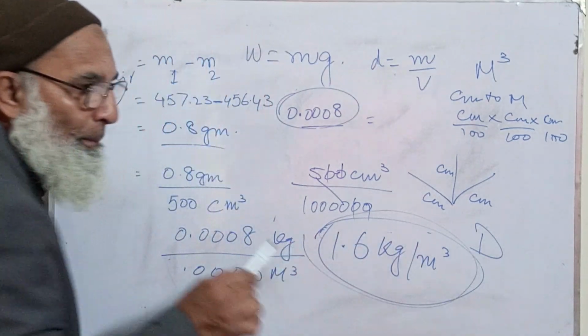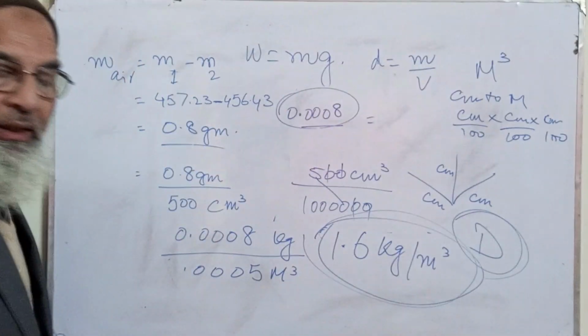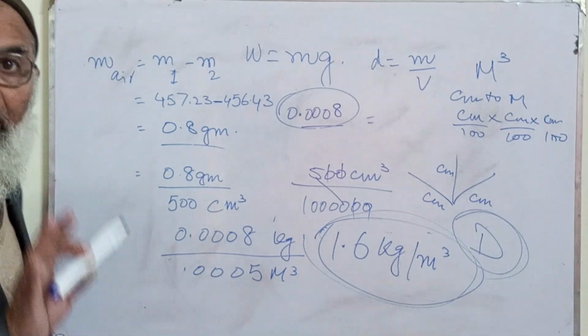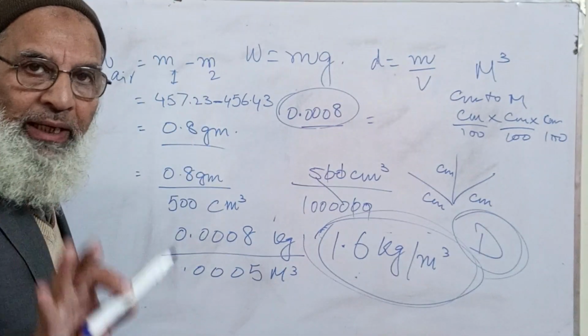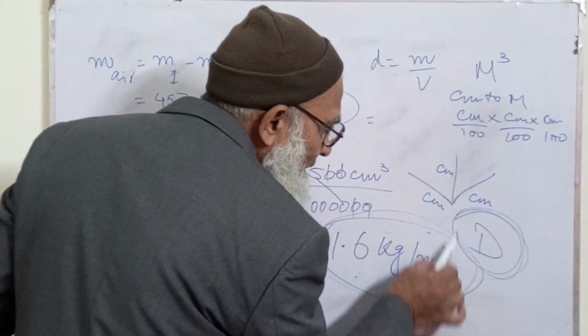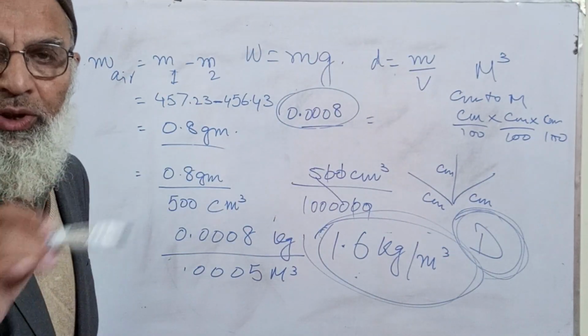This is your answer, but your choice is this. You always write the choice, don't write the answer. This is your answer. Okay, you have done it right, correct. But your choice is this. Okay, you always encircle your choice, not your answer.